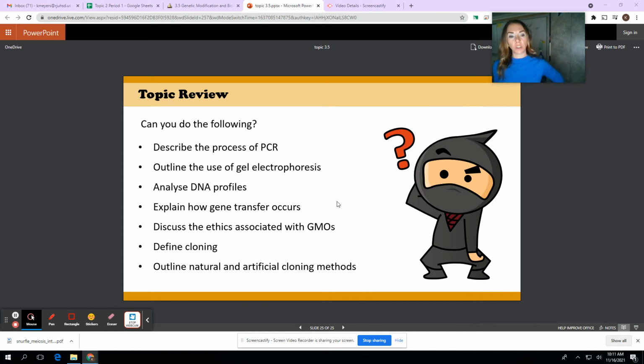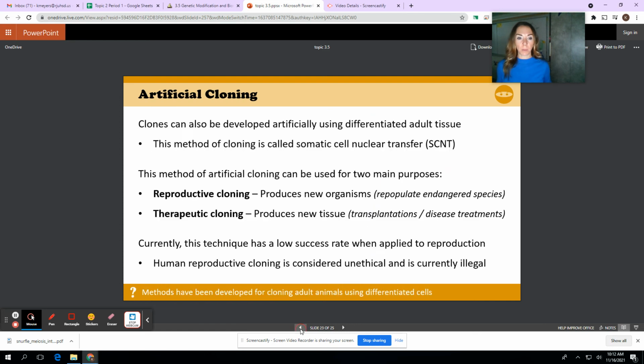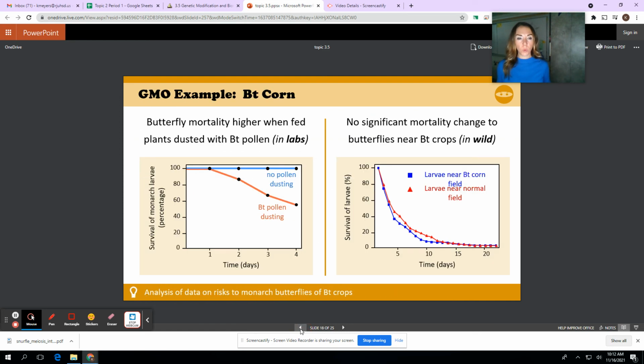In our last lecture, we reviewed PCR, we looked at gel electrophoresis and using it for paternity and crime scenes, and analyzing DNA profiles using that method of either the proteins or the DNA going through the gel. We looked at all those different ways in which gene transfer occurs, and in class we're looking at ethics. So in this one we are just looking at cloning, which is a lot, but we're going to define what cloning is, some natural and artificial cloning methods, and again a little bit of the ethics of it.